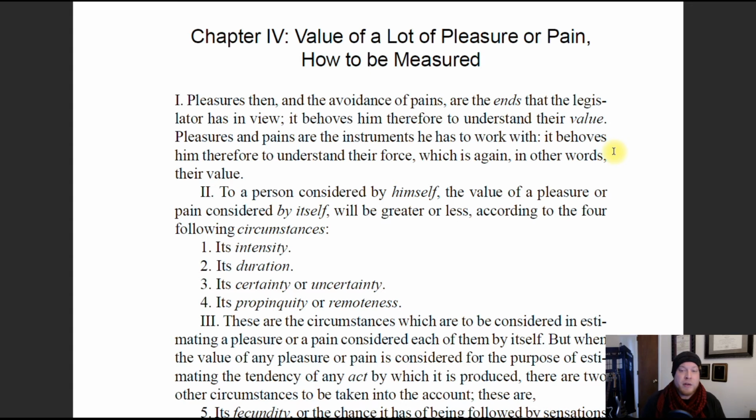It behooves him, therefore, to understand their value. Pleasures and pains are the instruments he has to work with. It behooves him, therefore, to understand their force, which is, again, in other words, their value. To a person considered by himself, the value of a pleasure or pain considered by itself will be greater or less according to the 4 following circumstances: its intensity, its duration, its certainty or uncertainty, its propinquity or remoteness. Now, that's for the individual. What is it collectively? Well, he says in the next part.